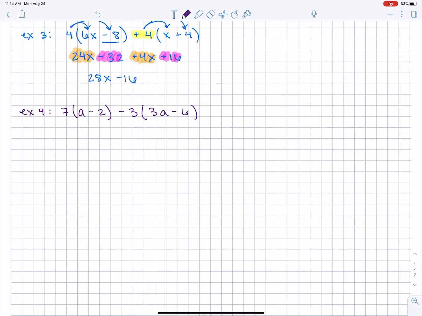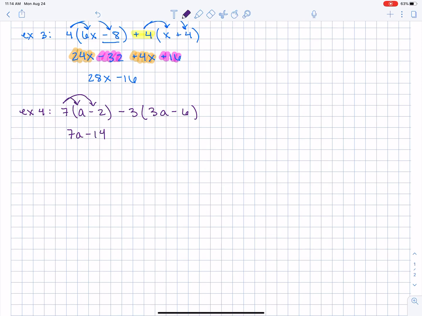Okay, so we have 7 times a minus 2, and then minus 3 times a minus 6. Okay, so let's start with this first part. 7 times a and 7 times a negative 2 is going to leave me with 7a minus 14.